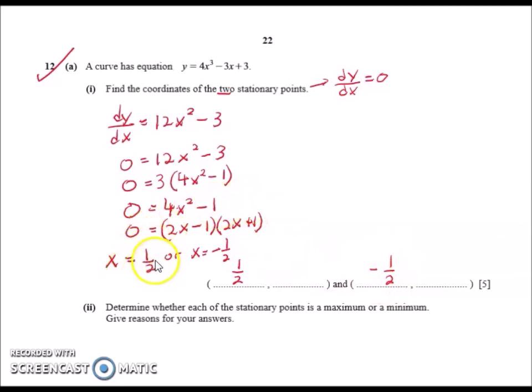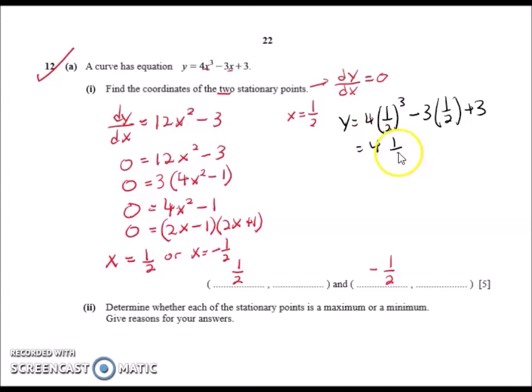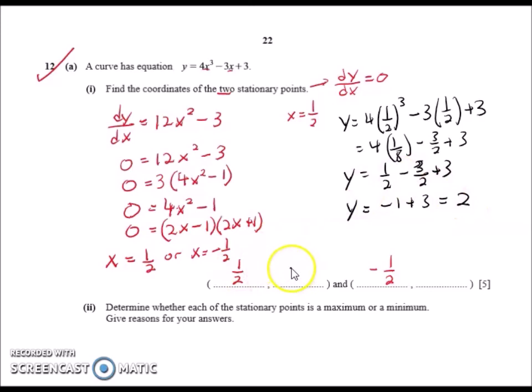After we have obtained the x value, we just have to substitute inside here, in this equation, to find the y value. Now we do it for when x is 1 over 2. So here we'll be getting y equals 4 times 1 over 2 cubed, minus 3 times 1 over 2, plus 3, and here we will be getting 4 over 8, and here will be 3 over 2 plus 3, and we can simplify this. So here negative 2 over 2 becomes negative 1, so your y value here is 2, so you just have to fill up 2.